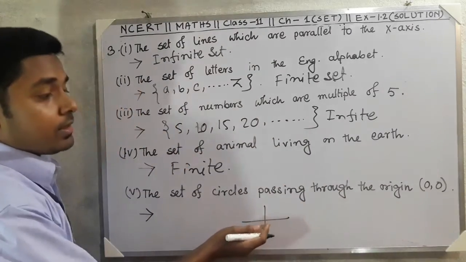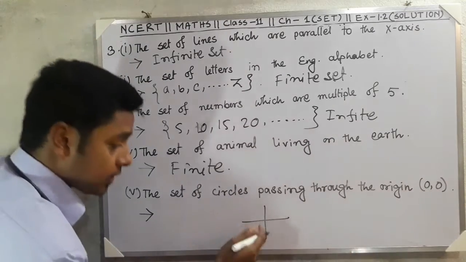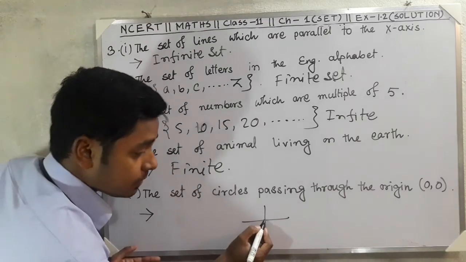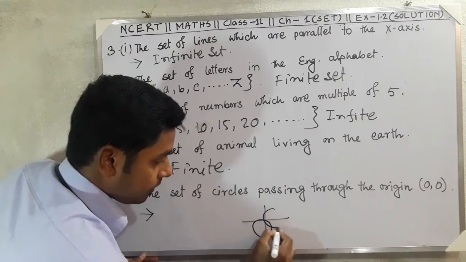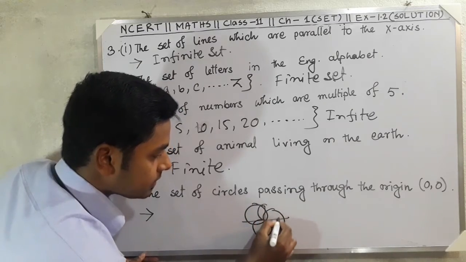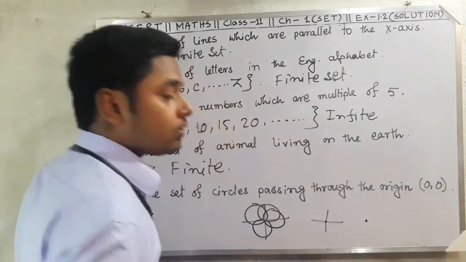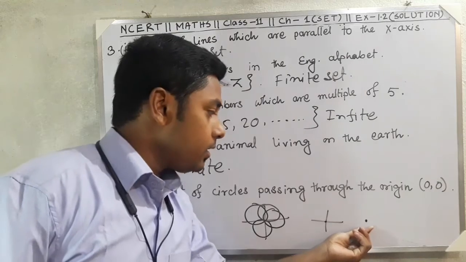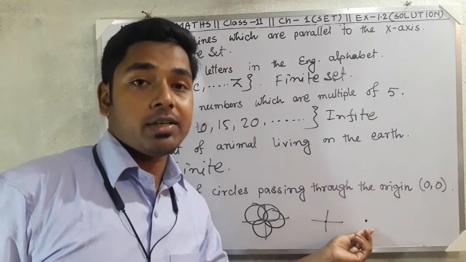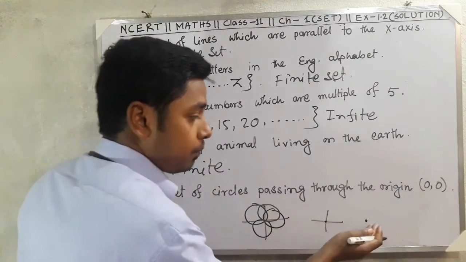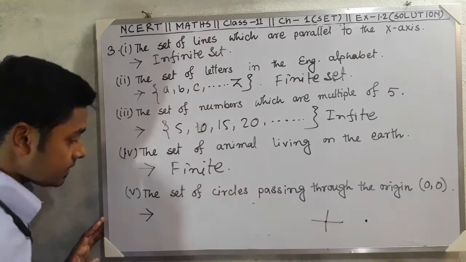Okay, the set of circles passing through the origin. It says we have to make a set of all the circles that pass through the origin. So let's see how many circles pass through the origin. Suppose this is my origin. Now through this origin, too many circles can pass. The origin is a point, and we have studied in class 10 that through a point, too many circles can pass. So many circles means what? It is infinite.